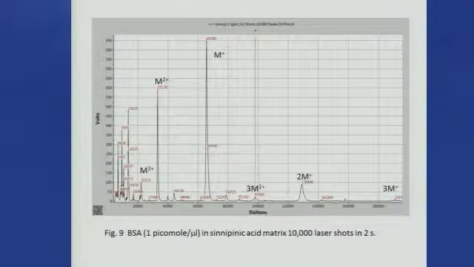This is an example of BSA, which is everybody's favorite. And you can see that we're seeing up to the trimer at 190,000, and I don't have spectra, but we've looked at IgGs and even IgMs. And as far as I know, you can detect any ion that you can make, provided you can make it fly down the tube. There are some more exotic detectors that have been proposed.